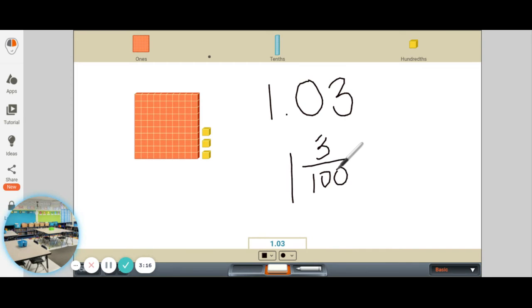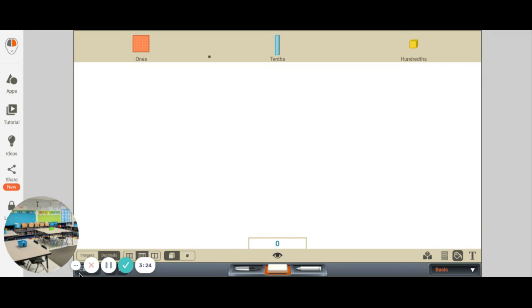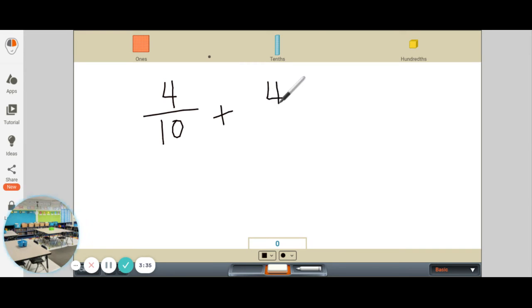Okay, so in 4th grade, another thing that we need to know how to do with fractions and decimals is to be able to add them when we have denominators equivalent to tenths and hundredths. So let's look at an example here. If we were going to do 4/10ths plus 4/100ths, let's see what we would get.